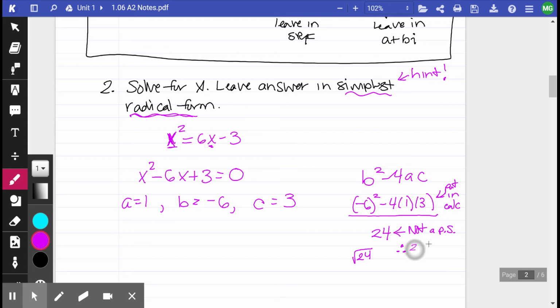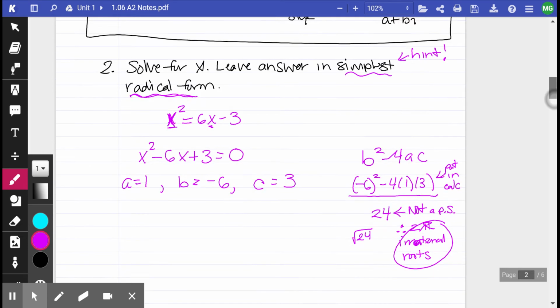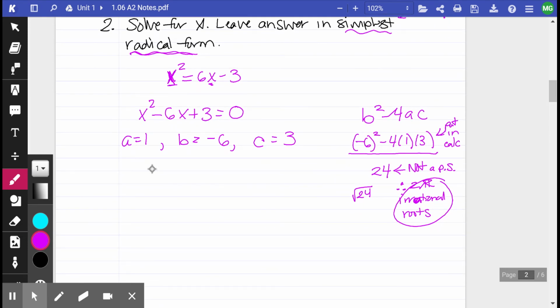So you'll have 2 real irrational roots. Anytime you have irrational or imaginary roots, you cannot use factoring, which means you cannot use P's and C's to solve it. So now we know we have to use quadratic formula. So let's practice writing out our formula. Pause it, see if you have it memorized.